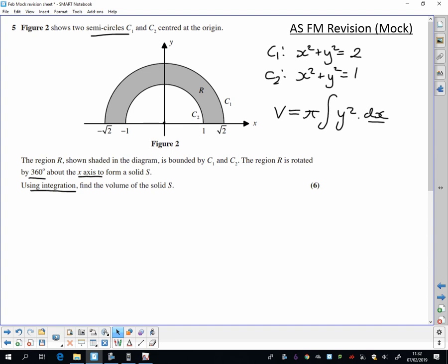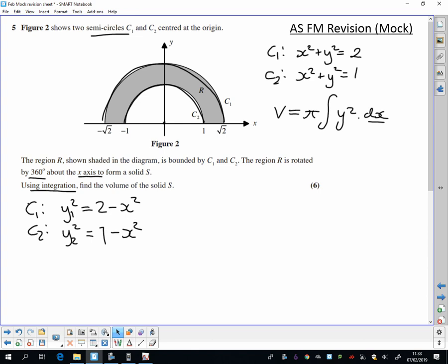Okay, so what we're going to have to do is work out the volume of the outside curve when rotated and take away the inside bit, because we only want that shaded bit once it's been rotated. So if we're going to do curve 1, we need to find y squared. So y squared, I call that y1 squared, is going to be 2 minus x squared. For curve 2, call that y2 squared, that's going to be 1 minus x squared. So we've got our two curves.